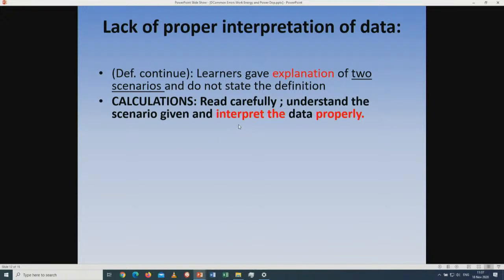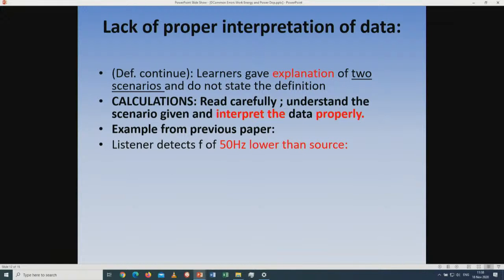And then on calculations of the Doppler effect, and I'm going to repeat this a few times in this lecture: please read carefully, read properly, understand the scenario, understand and interpret the data given to you properly before you start attempting the problem and selecting a formula, etc.